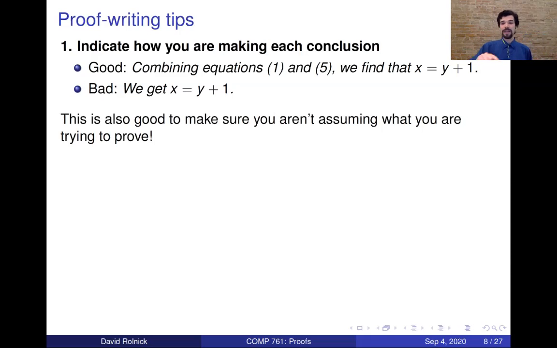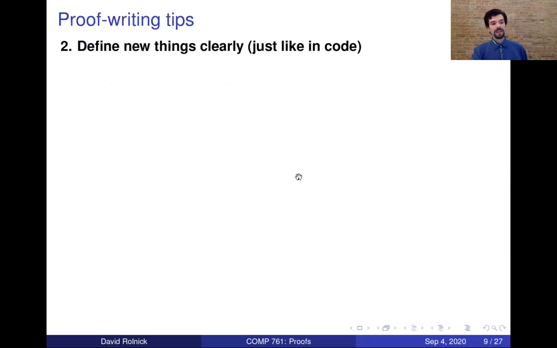We'll come back to this in a bit later when I'm talking about thinking backwards in order to solve a problem. So the second tip is defining new things clearly.